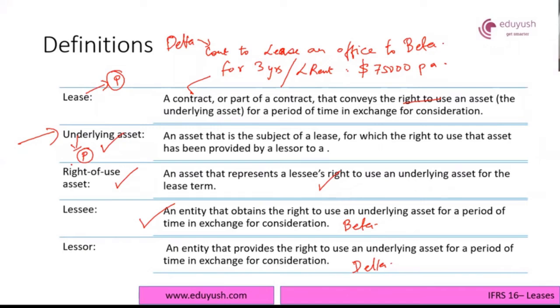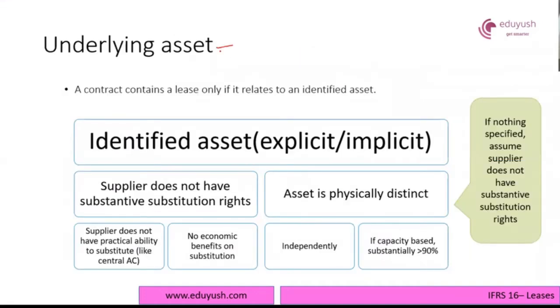What do I mean by an underlying asset? It's not always something that is mentioned on the contract as an underlying asset. It has to meet some conditions to be called an underlying asset. Now, this concept is important for us from our exam perspective.